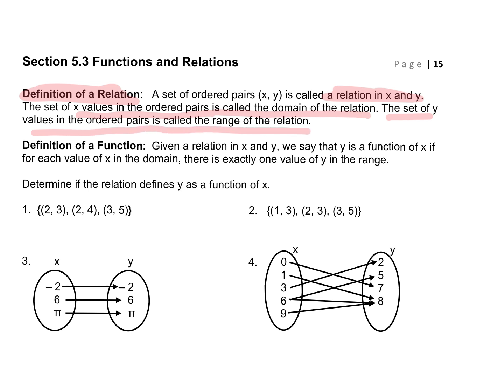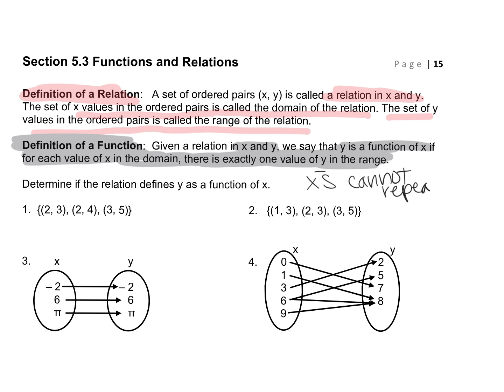Then we also have the definition of a function. Given a relation in x and y, we say that y is a function of x if, for each value of x in the domain, there is exactly one value of y in the range. I like to tell my students that what this really means is that your x's cannot repeat in order for it to be considered a function.